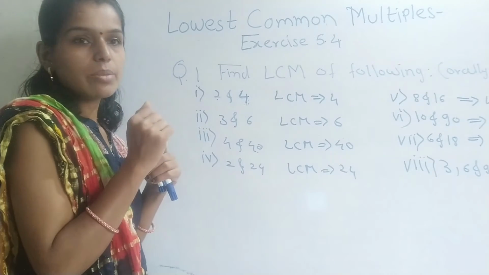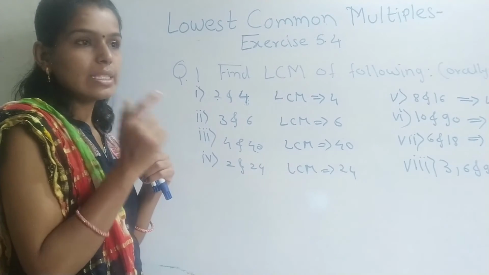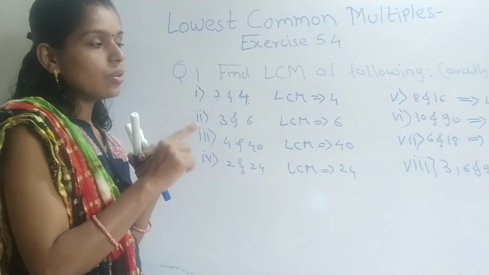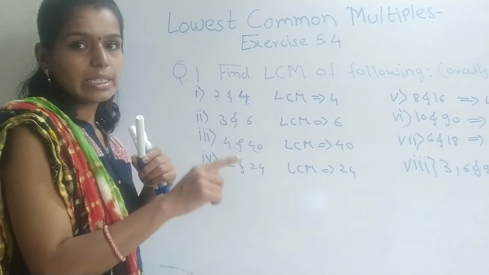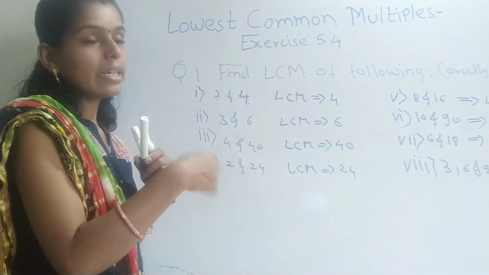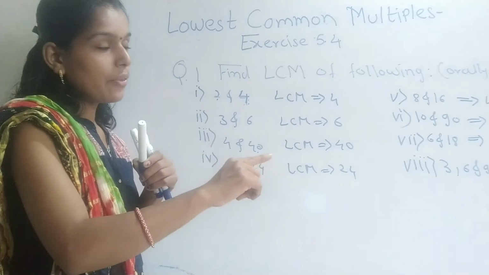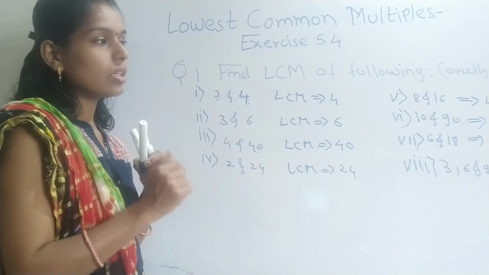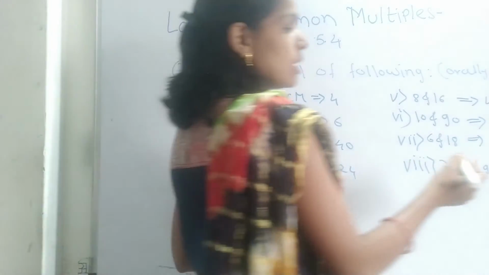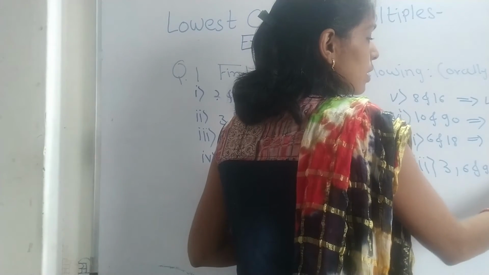Now the next number in the table of 9 is 18. We know that 3 6s are 18, 6 3s are 18 and 9 2s are 18. So 18 is the first common multiple of all the 3 numbers. So the LCM of 3, 6 and 9 is equal to 18.